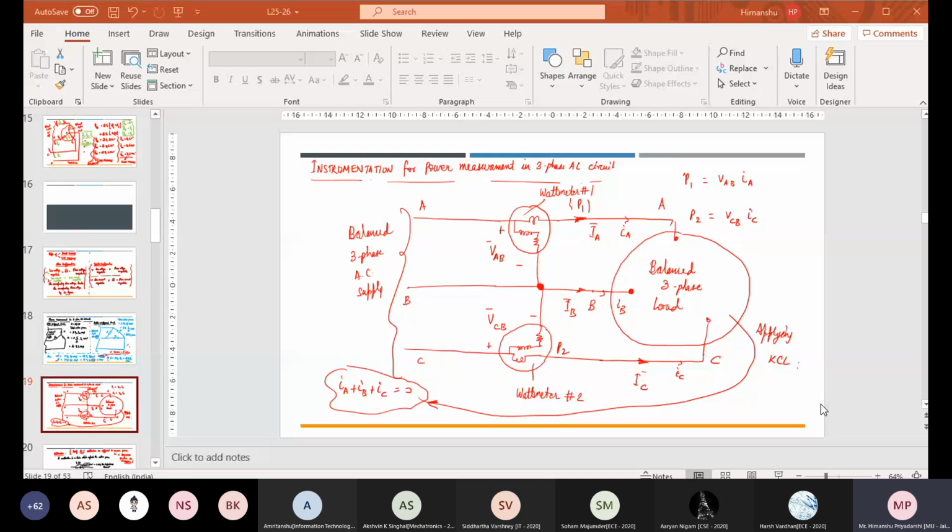Okay, nobody seems to be giving it a thought, so never mind. So what we will do, we will analyze it ourselves.